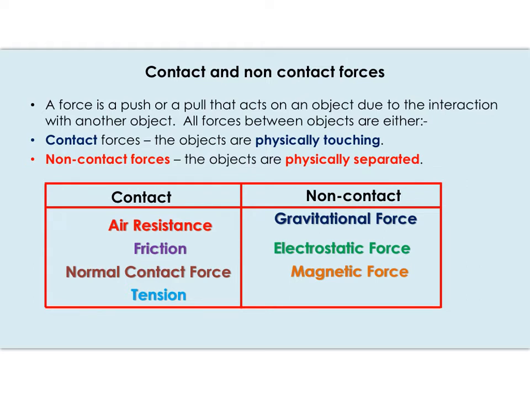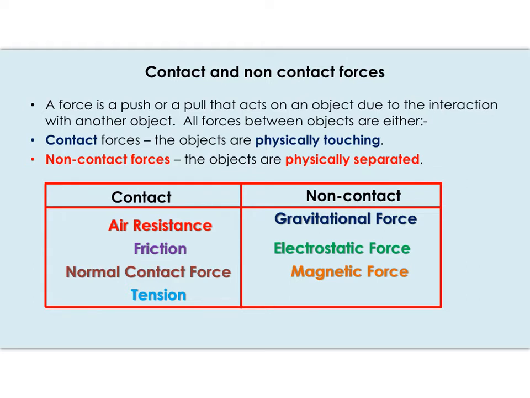A force is a push or a pull that acts on an object due to the interaction with another object. So forces come about because of interactions between objects. All forces between objects are either contact forces, where the objects are physically touching, so that happens with air resistance, where the object is actually hitting the air particles that provide the air resistance, or friction, that occurs when two surfaces slide past one another, or the normal contact force, which happens when you rest something on a table or on any other surface, or tension, which is where the forces in the rope provide the tension.